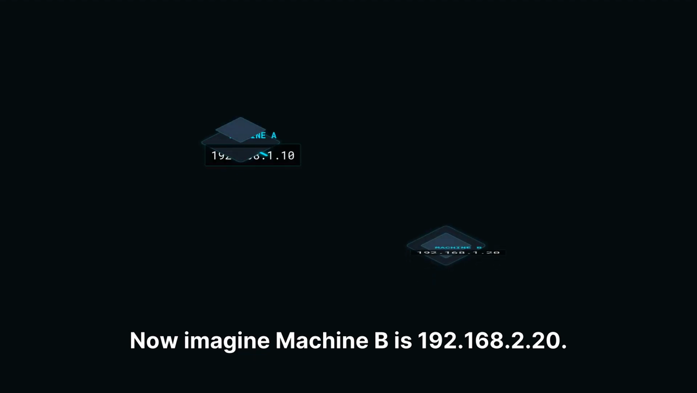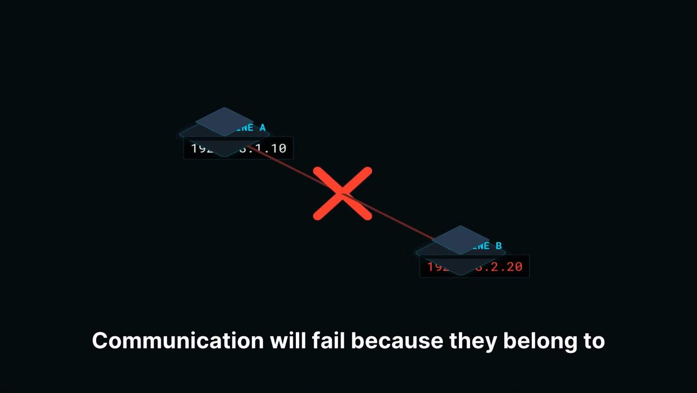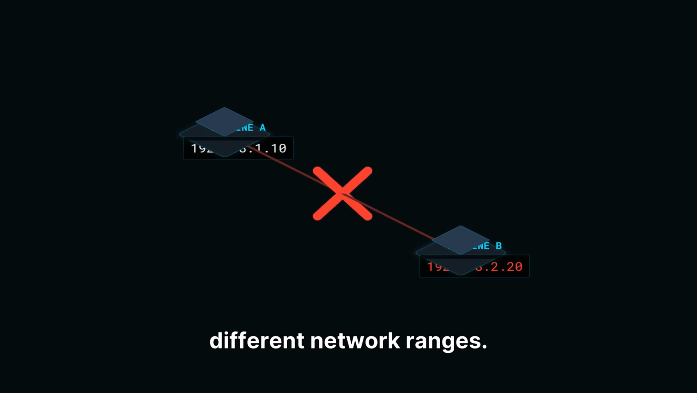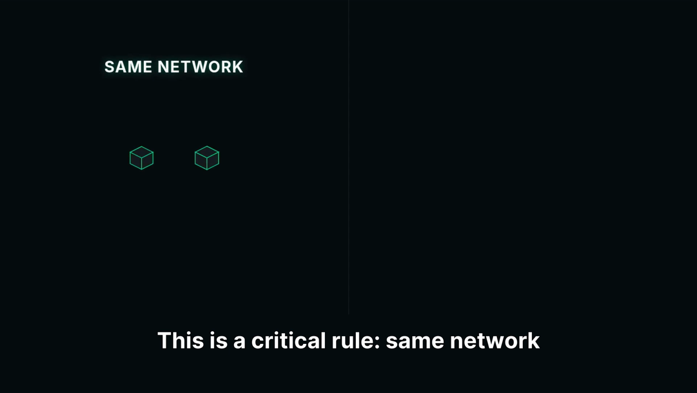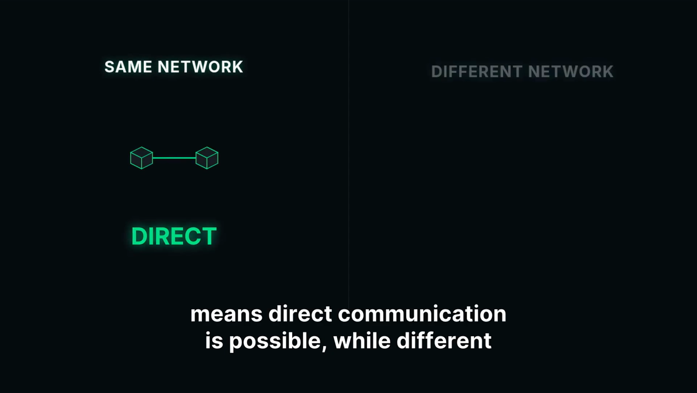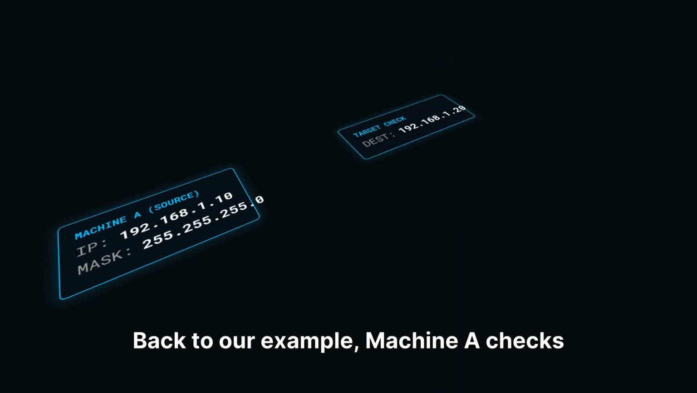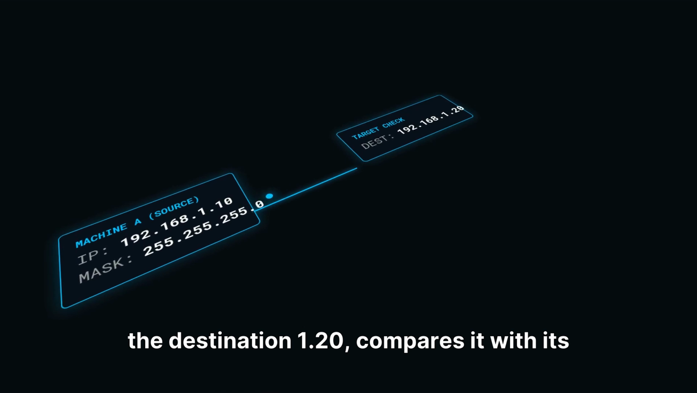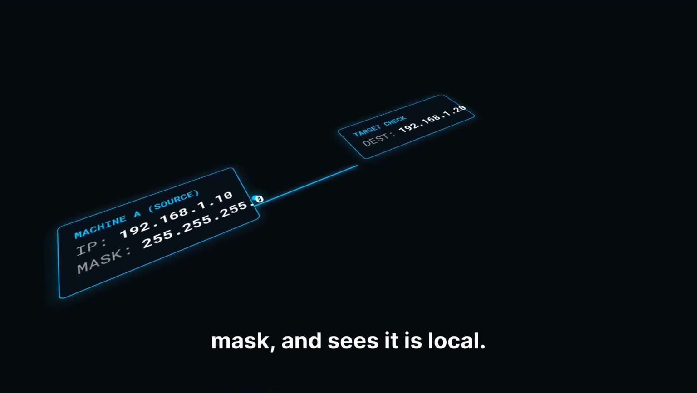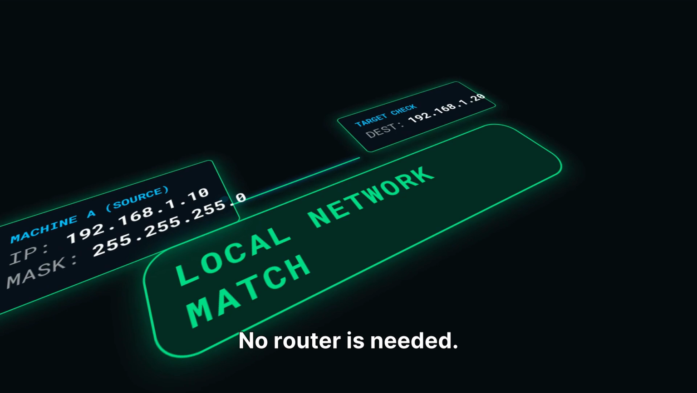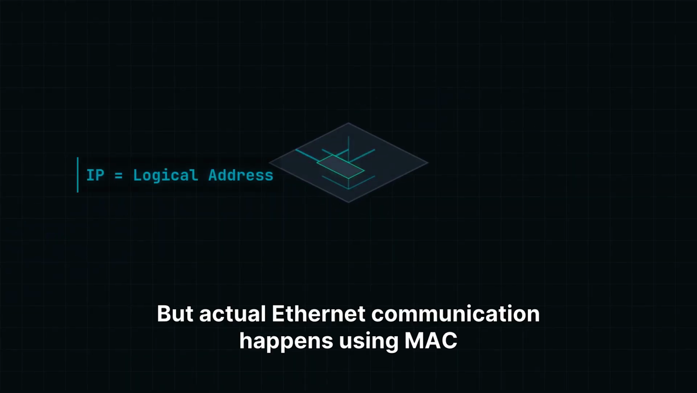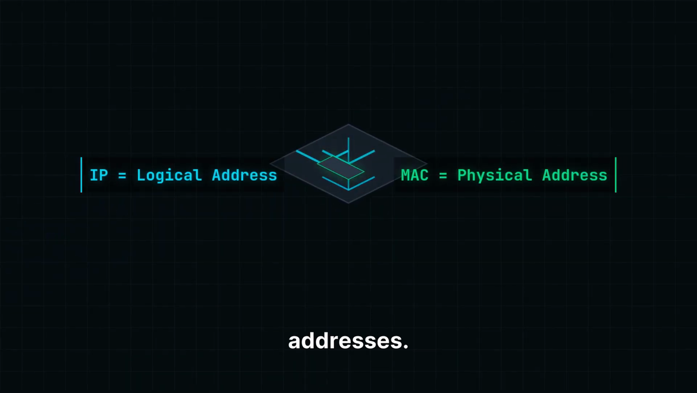Now imagine machine B is 192.168.2.20. Communication will fail because they belong to different network ranges. This is a critical rule. Same network means direct communication is possible, while different networks require a router. Back to our example, machine A checks the destination 1.20, compares it with its mask, and sees it as local. No router is needed. But actual Ethernet communication happens using MAC addresses.